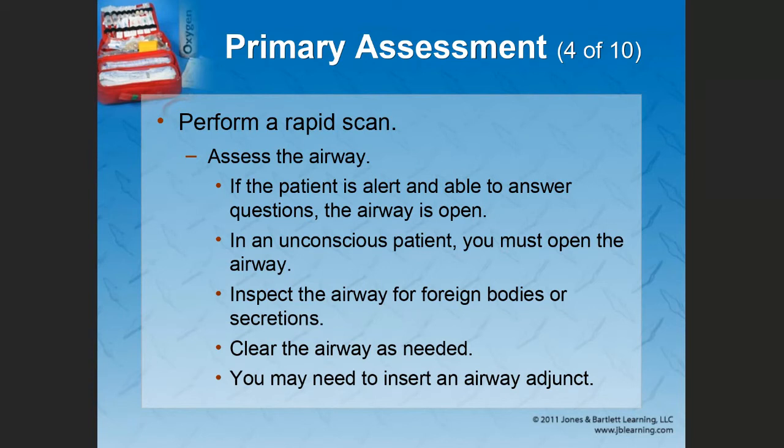Inspect the airway for foreign bodies or secretions. So again, as we went through yesterday, once you position the airway, you check if it's clear, you look, listen, and feel. So everything is connected in EMS, right? Everything is connected. Clear the airway as needed. You may need to insert an airway adjunct. Based on the patient's presentation, do you need to use an OPA? Do you need to use an NPA?